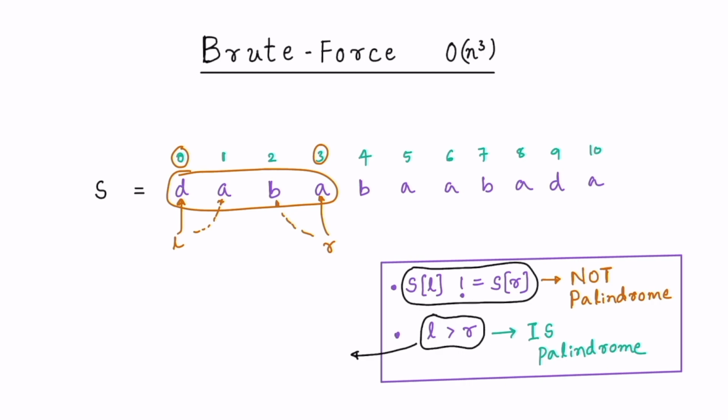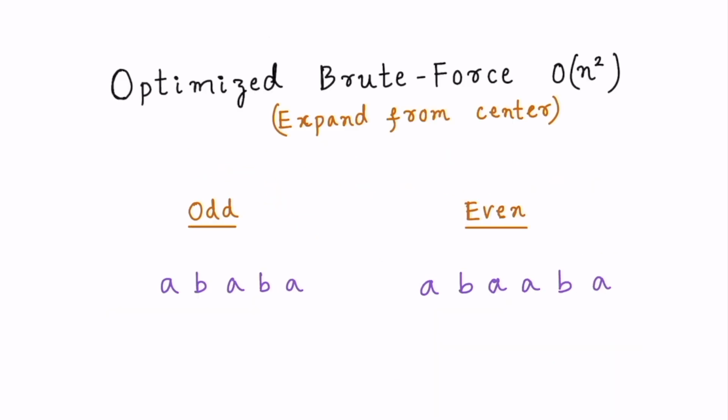So the total runtime of this algorithm is: there are n square such index pairs, and for each index pair, it takes O of n time to check if it's a palindrome or not. So the total runtime complexity of the brute force approach is O of n cubed. To optimize the brute force approach from O of n cubed to O of n squared, we need to look at the palindromes more closely.